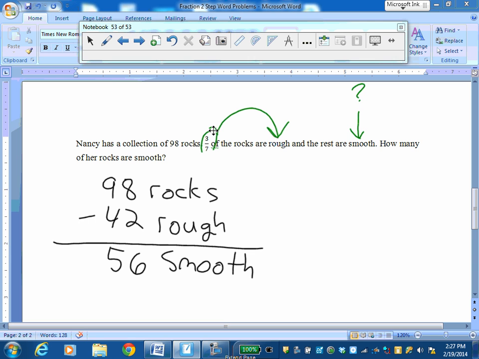Okay. So that's two different examples of two-step problems. Your homework is problems like this. So there you go. That'll help you with that.